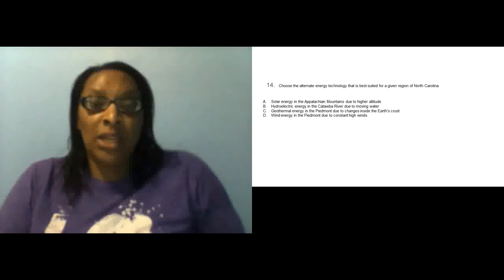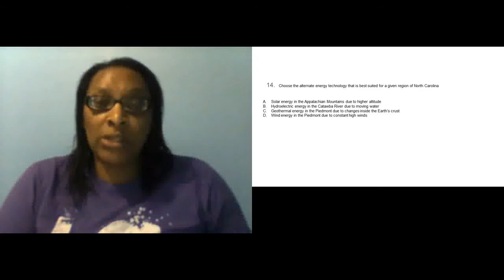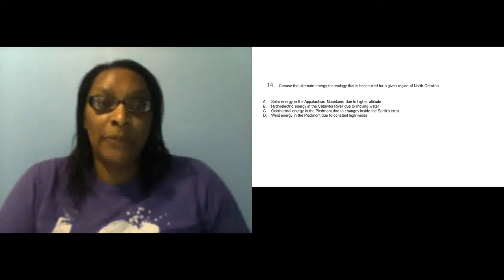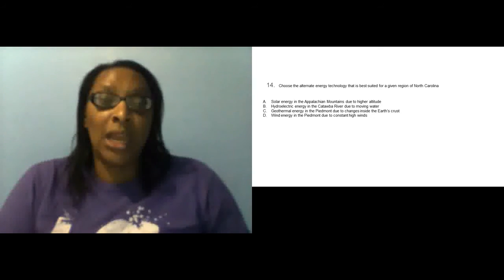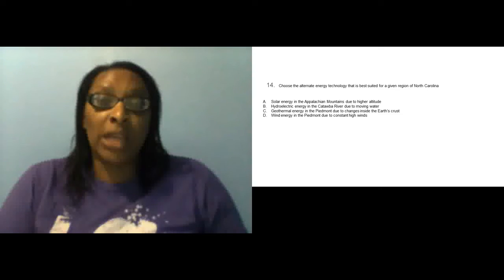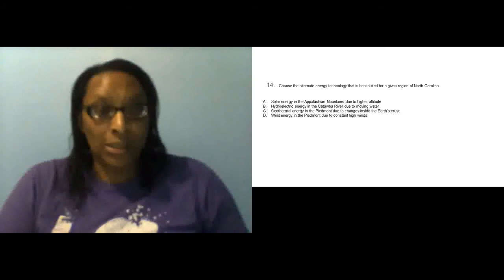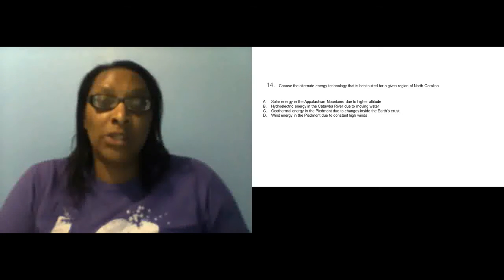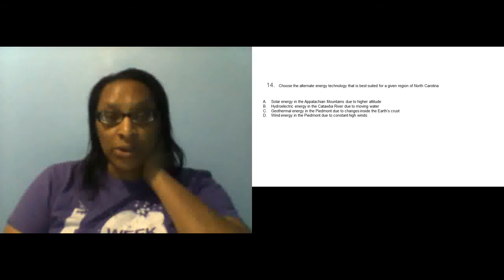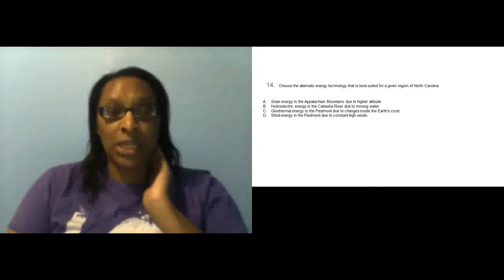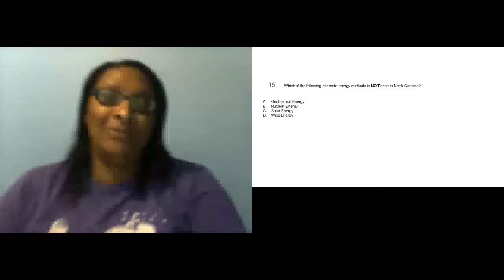14. Choose the alternate energy technology that is best suited for a given region of North Carolina. A, solar energy in the Appalachian Mountains due to higher altitude. B, hydroelectric energy in the Catawba River due to moving water. C, geothermal energy in the Piedmont due to changes inside the Earth's crust. Or D, wind energy in the Piedmont due to constant high wind.